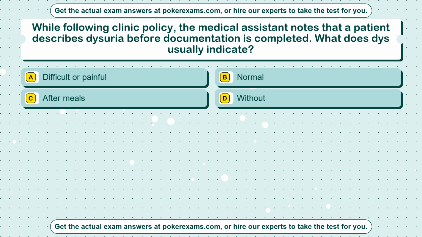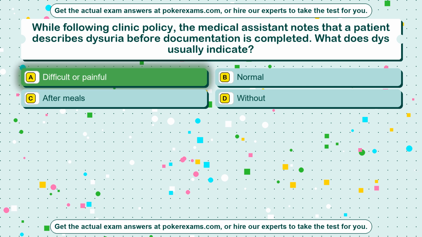Question 59. While following clinic policy, the medical assistant notes that a patient describes dysuria before documentation is completed. What does dys usually indicate? Option A. Difficult or painful. Option B. Normal. Option C. After meals. Option D. Without. The correct answer is option A.